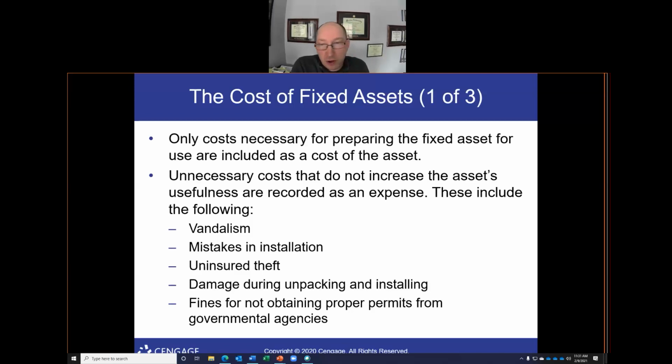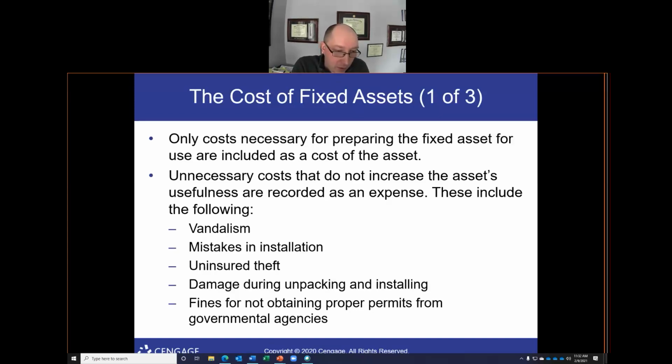These other things we call expenses. What can be expensed out in the initial cost? Vandalism, mistakes on installation. It's like, somebody came and installed a machine, they did it incorrectly, or somehow it broke during installation, got damaged during shipping, whatever, right? We can expense that out. I'll show you how to do it.